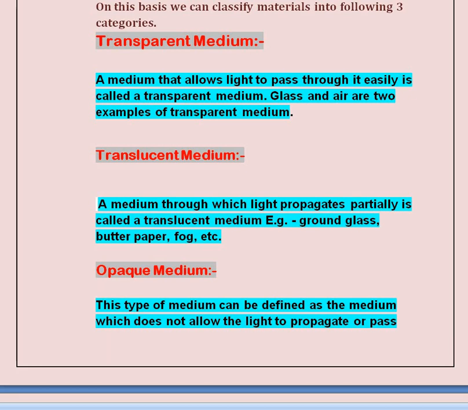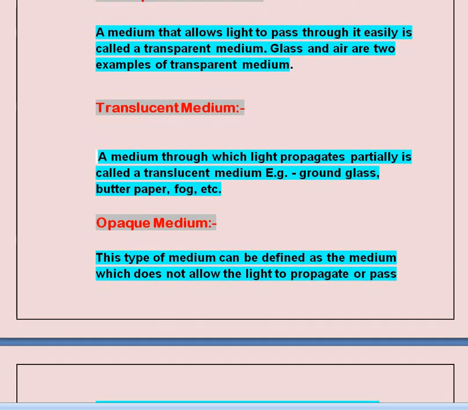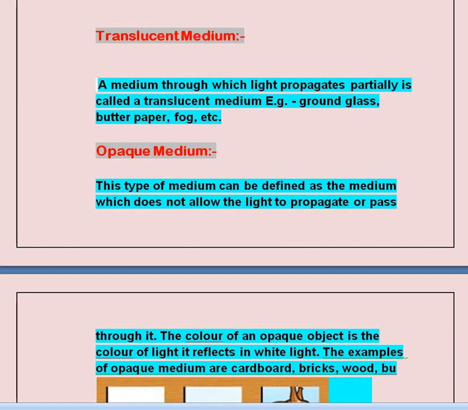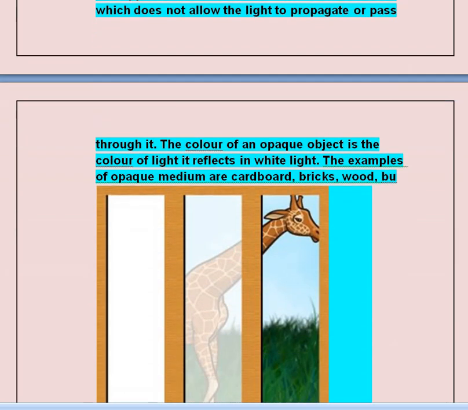For example, tracing paper, and window doors are sometimes made of translucent material, so that only a small amount of light can enter the room. So this is a translucent medium, and the next medium is opaque medium. It can be defined as the medium which does not allow light to propagate or pass through it. The color of an opaque object is the color of light it reflects in white light. Examples of an opaque medium are cardboard, bricks, wood, etc.